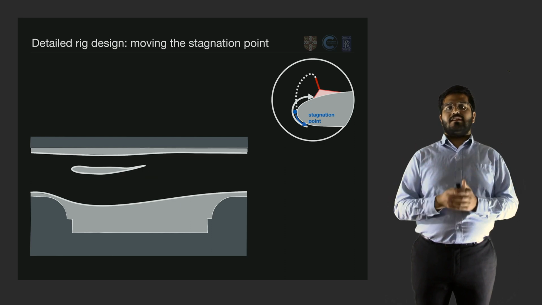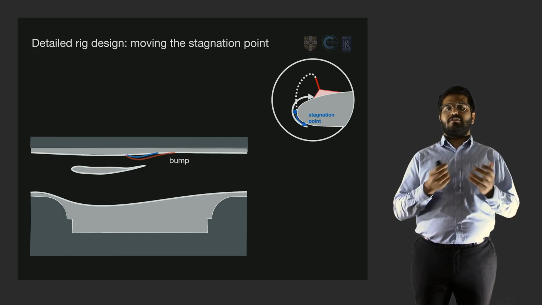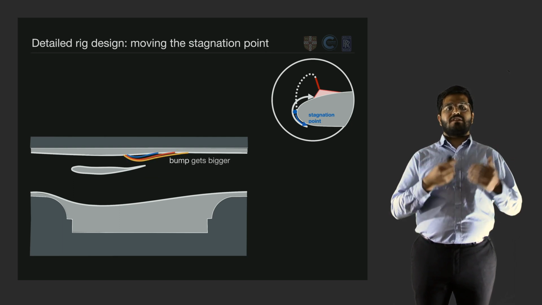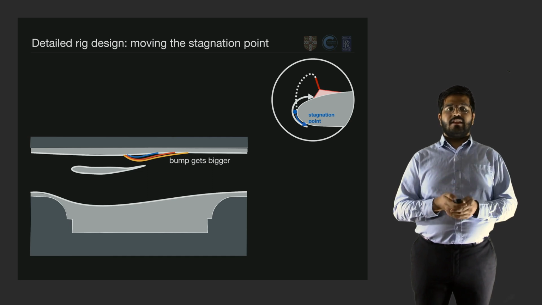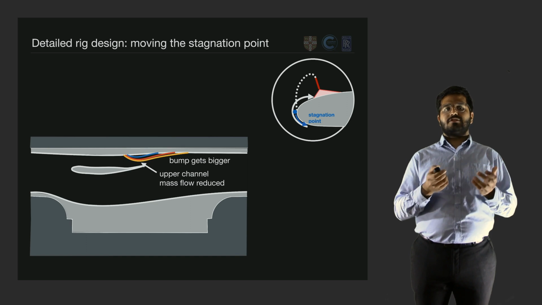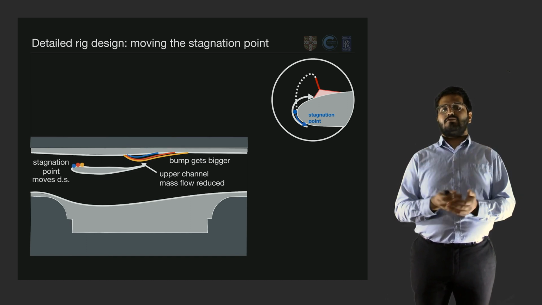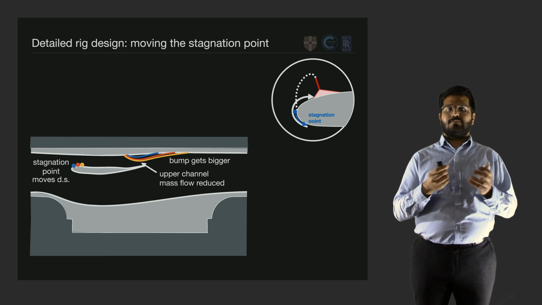which in a real nacelle is determined by the mass flow rate through the engine. This is replicated in our wind tunnel rig by installing bumps of different heights on the top wall, which affect the flow through the upper channel. As the bump gets bigger, the mass flow rate through the upper channel is reduced, and as a result the stagnation streamline moves and the stagnation point moves further downstream inside the nacelle, as we would expect.